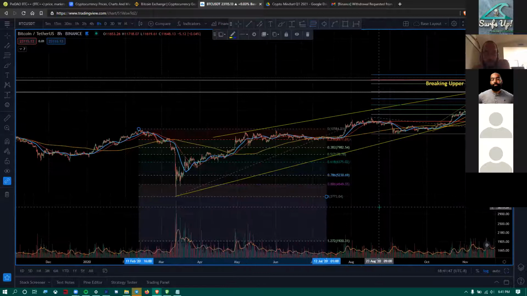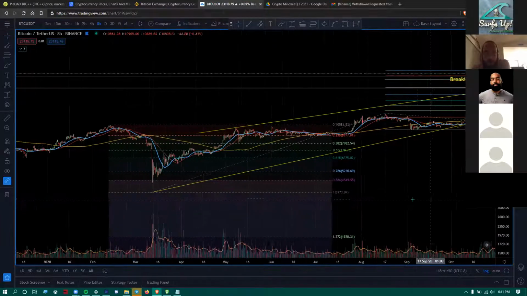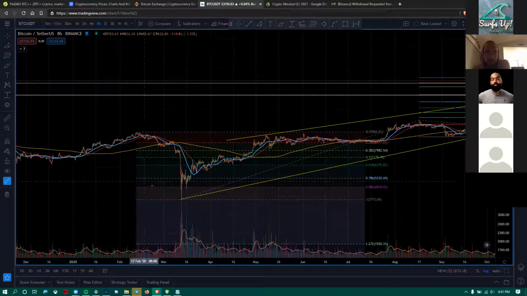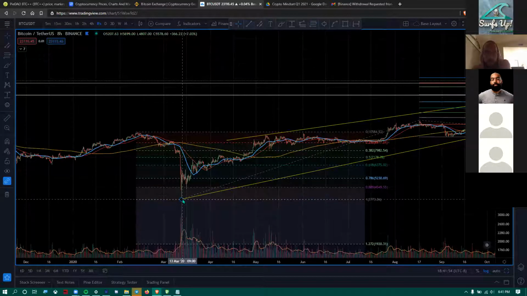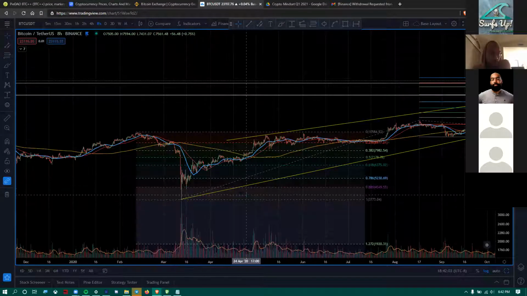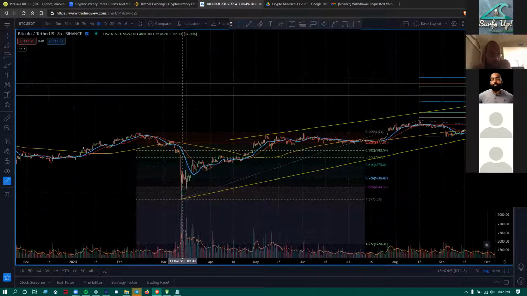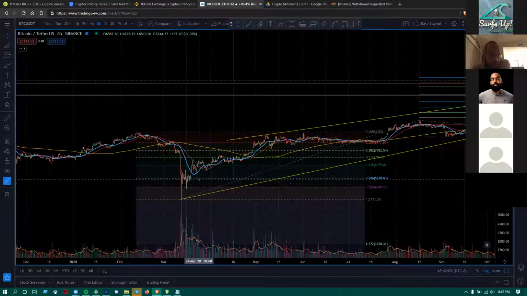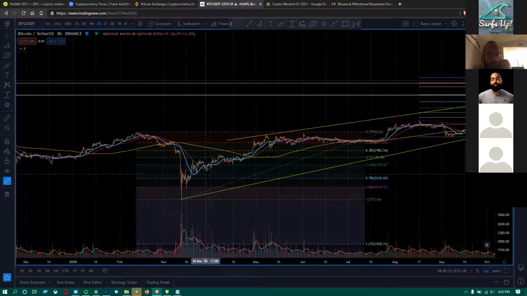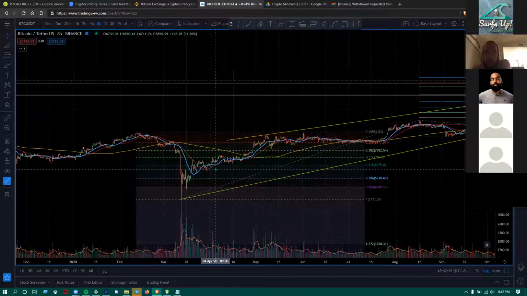you'll see that typically when you find your low, once you find your low, it's always gonna bounce to your 0.886. And typically you can expect it to at least reverse to the 0.618. That's the golden area, as they call it.